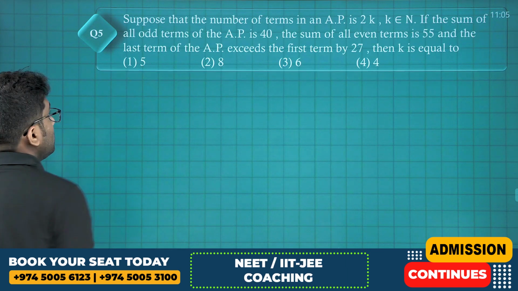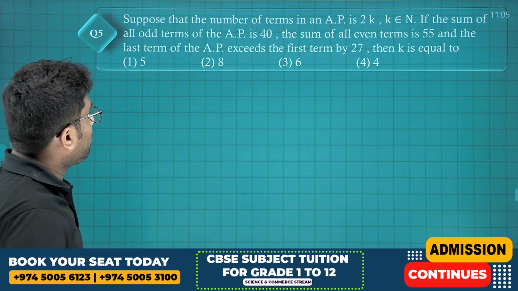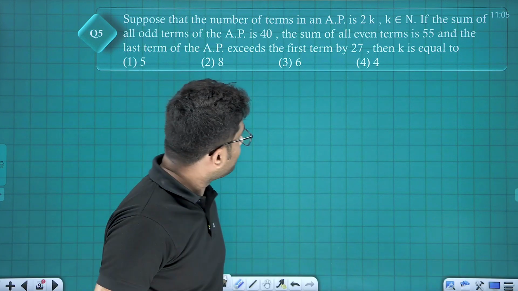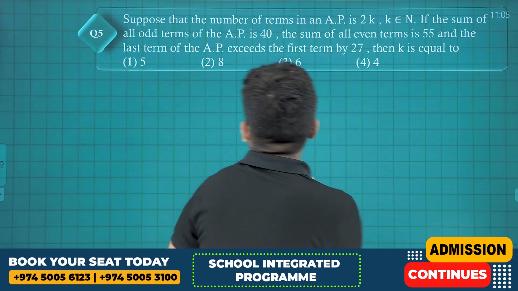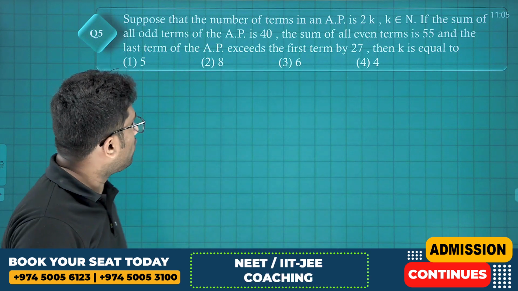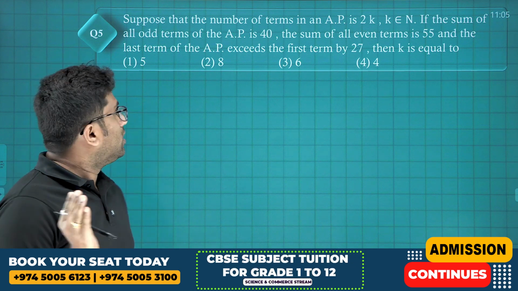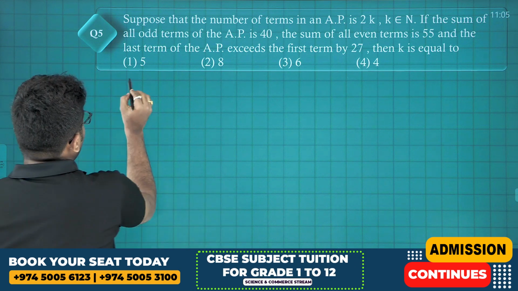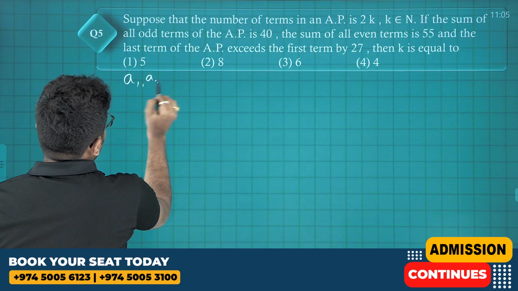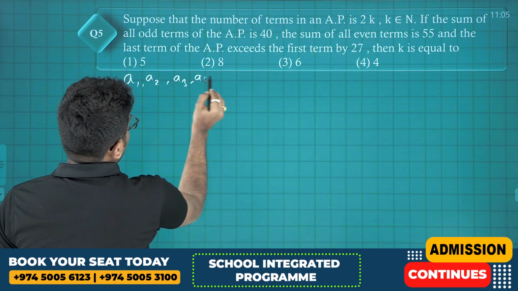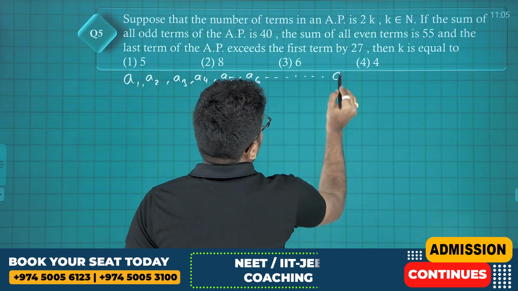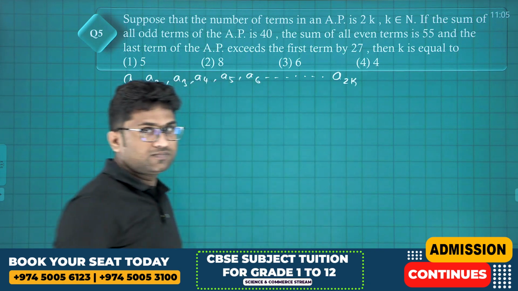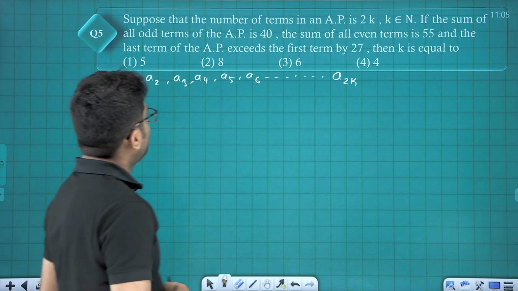Next question friends. Suppose that the number of terms in an AP is 2k, where k belongs to N. If the sum of all odd terms of an AP is 40, there are 2k terms it seems. What do you mean by 2k terms? A1, A2, A3, A4, A5, A6 and so on, A2k. There are 2k terms.